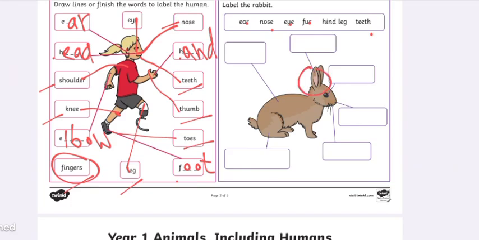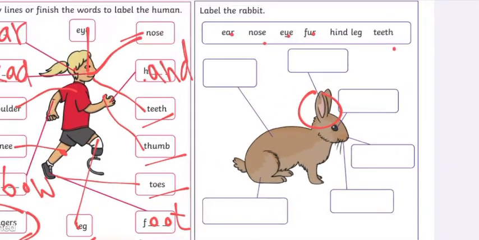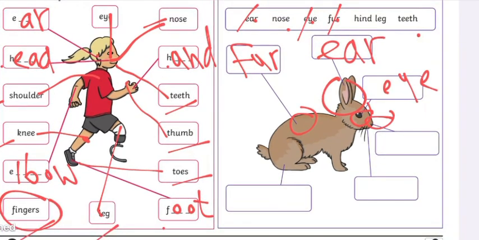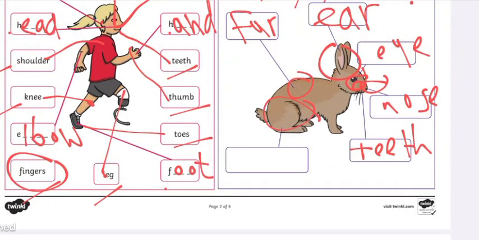So this one is what? Ear. This one? Fur, right? This one? Eye. This one? The nose. This one? Teeth or no? You have teeth only or hind leg? So you have to choose teeth, right? And this one? Hind leg. It means the leg in the back.